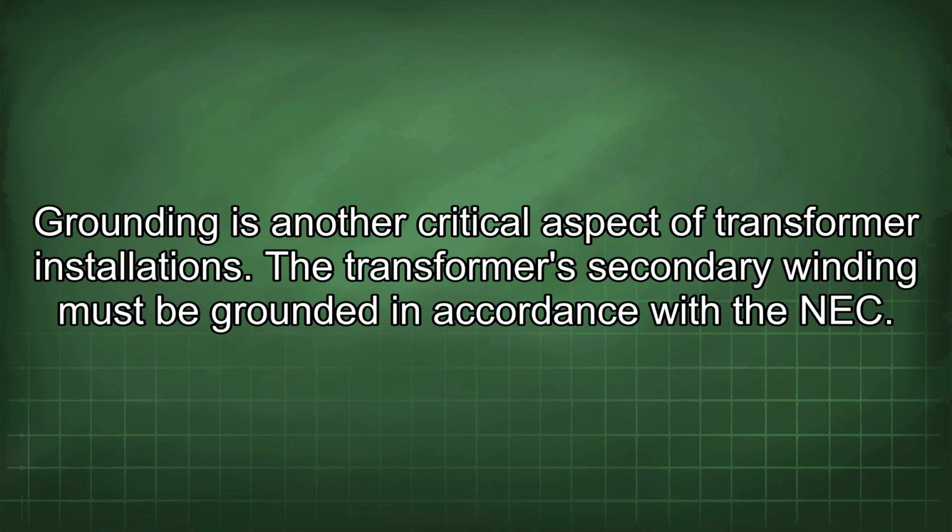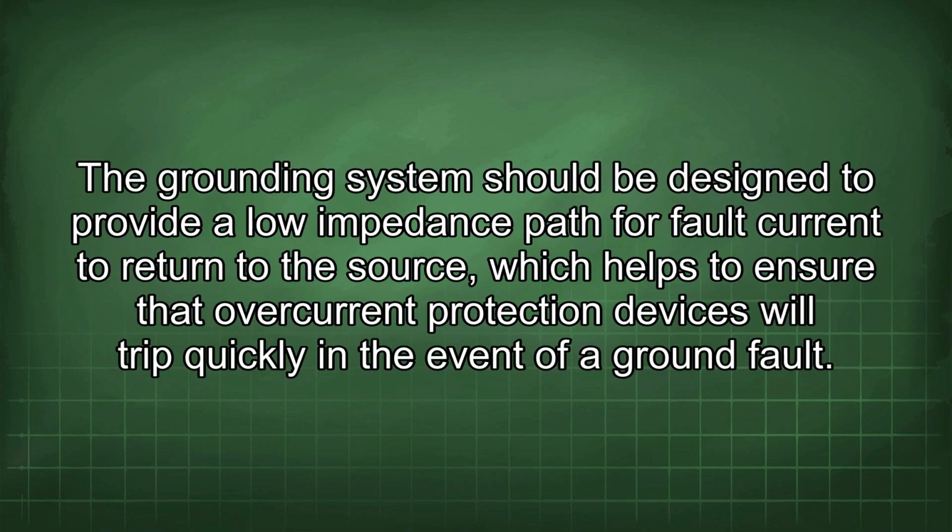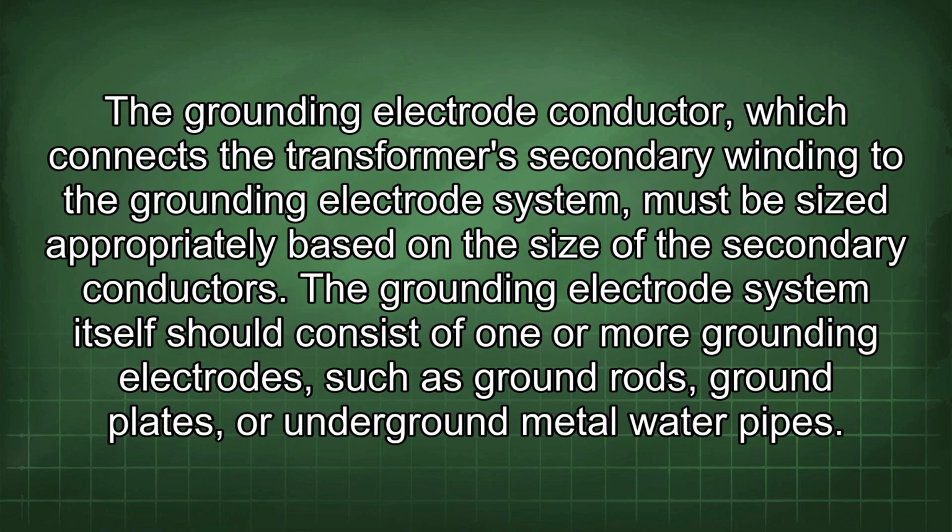Grounding is another critical aspect of transformer installations. The transformer's secondary winding must be grounded in accordance with the NEC. The grounding system should be designed to provide a low impedance path for fault current to return to the source, which helps to ensure that overcurrent protection devices will trip quickly in the event of a ground fault. The grounding electrode conductor, which connects the transformer's secondary winding to the grounding electrode system, must be sized appropriately based on the size of the secondary conductors.